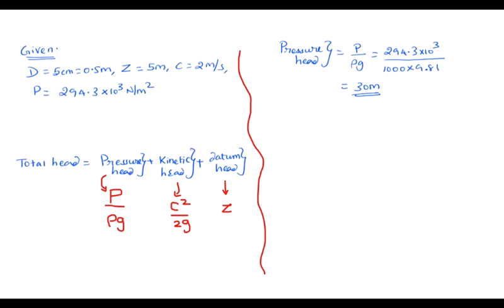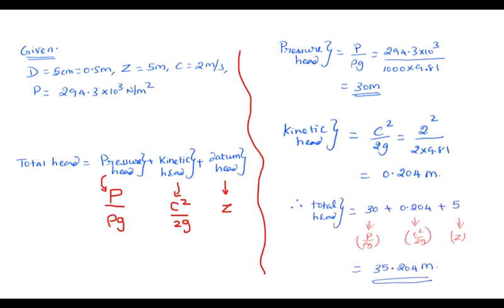The kinetic head is c square by 2g. All that I do is just substitute the value for the kinetic head. So c square is 2 square divided by 2 times 9.81, which is the kinetic head. What about the total head then? Total head would be the pressure head, which is 30, the kinetic head, which is 0.204, and the datum head, which is 5. So the total head is over here. It is as simple as this, my dear people.